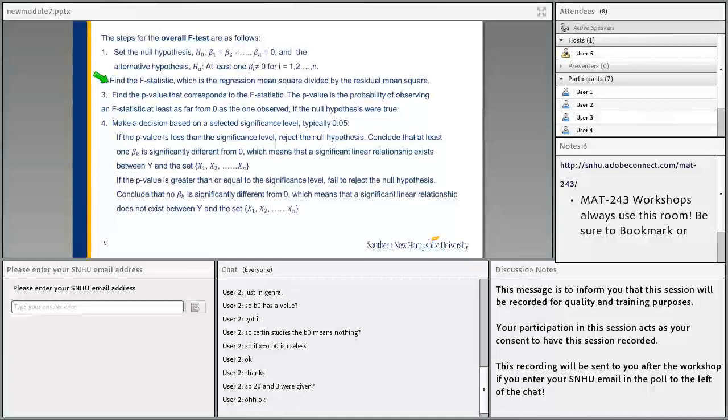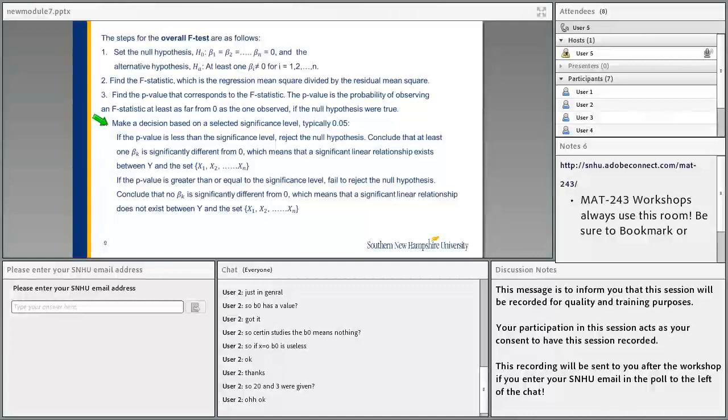So when you're using Python and we get the output, these values will be there in the output. So we just have to pick the values from there. So the F statistic will be there. Then the p-value will also be given in the output. So the p-value is the probability of observing an F statistic at least as far from 0 as the one observed if the null hypothesis were true.